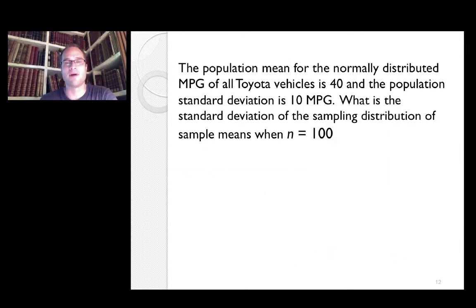Here we have an example. The population mean for the normally distributed miles per gallon of all Toyota vehicles is 40, and the population standard deviation is 10. That's population data. Now, the question is, what is the standard deviation of the sampling distribution of sample means when n equals 100? The standard deviation of the sampling distribution is called the standard error, and it's the population standard deviation divided by the square root of n.